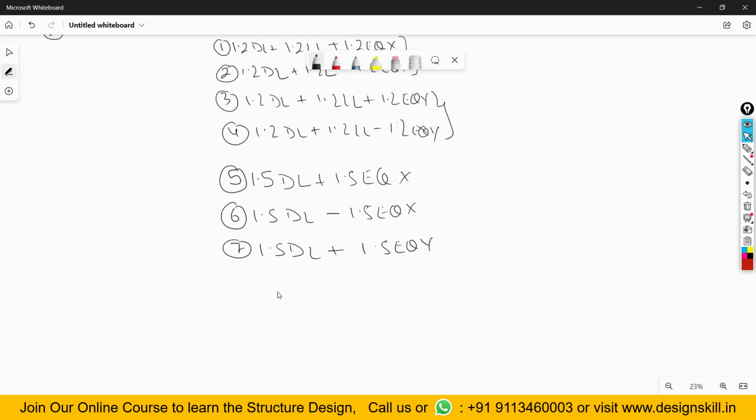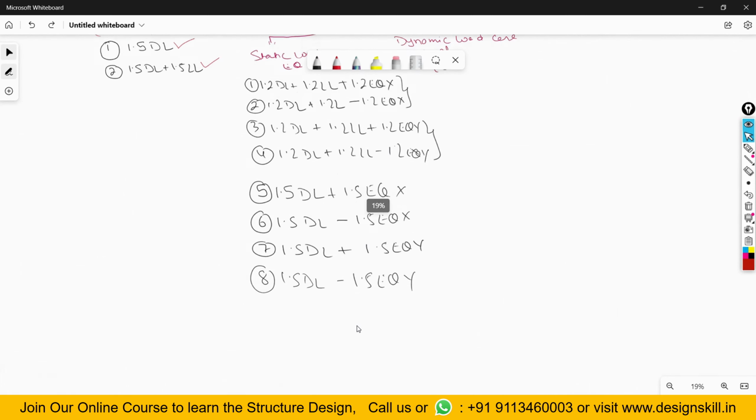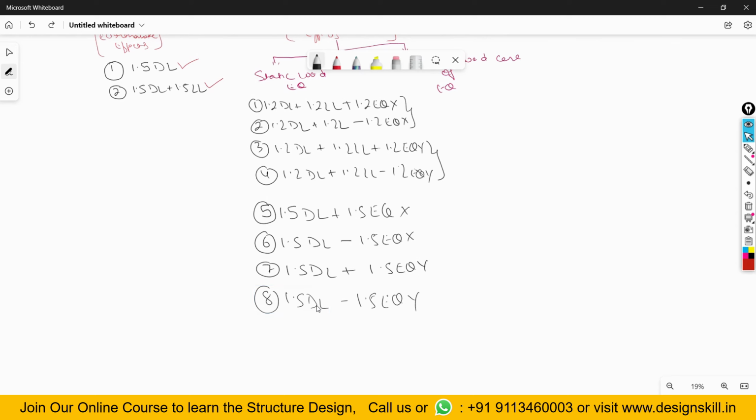So the eighth load combination will consider the minus 1. So the 8th will be 1.5 dead load minus 1.5 EQY. Now come to the ninth load combination, which will be 0.9 dead load plus 1.5 EQX. So once you consider plus, then another will be of minus 1.